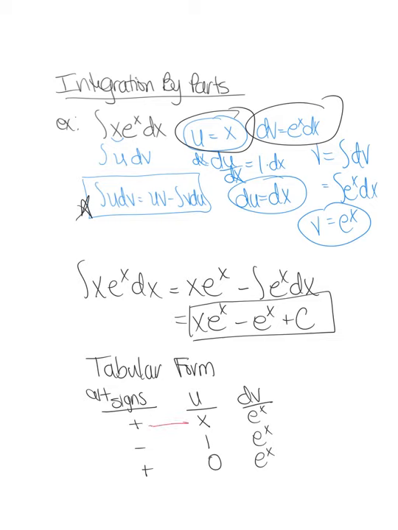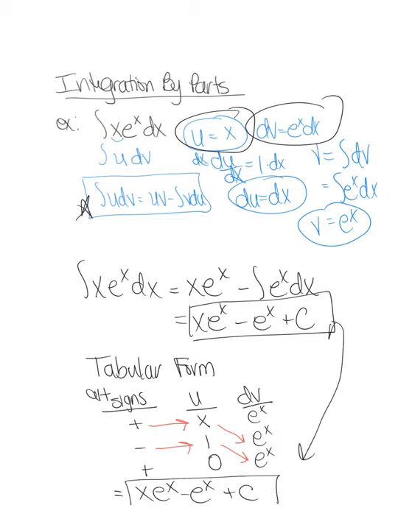We're going to come over here and we're going to read across and down. So our first part of our answer is going to be a positive x e to the x. Then we'll come back in, and once again we're going to read across and down. So we get a negative 1 times e to the x, which is going to give us a negative e to the x. And then, of course, we can't go down any further, so that's our final answer. And you can see that these two give us the same result.